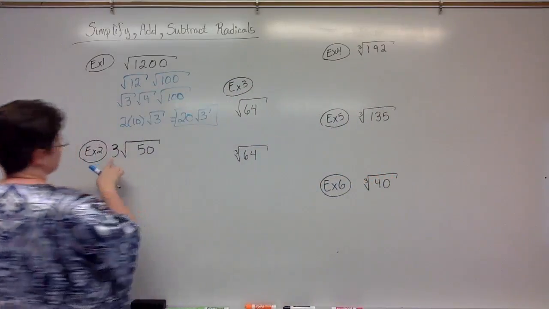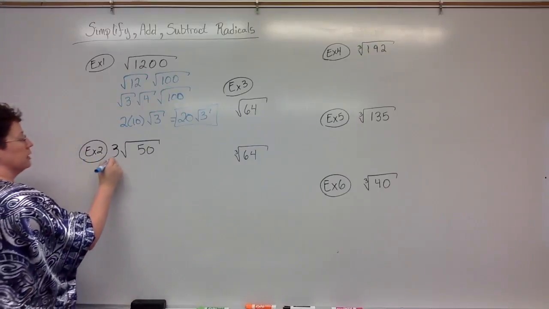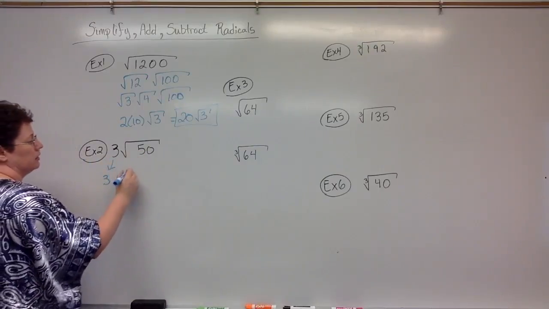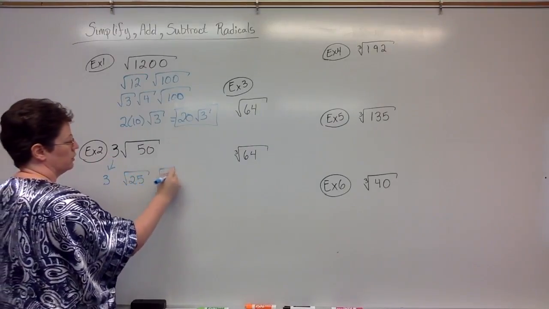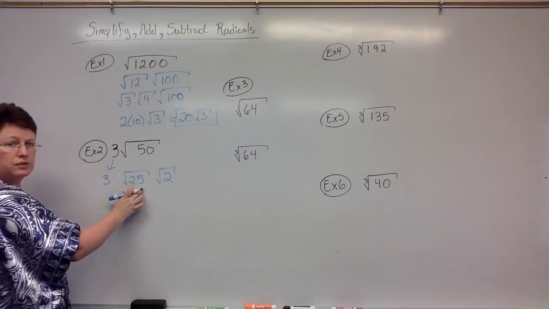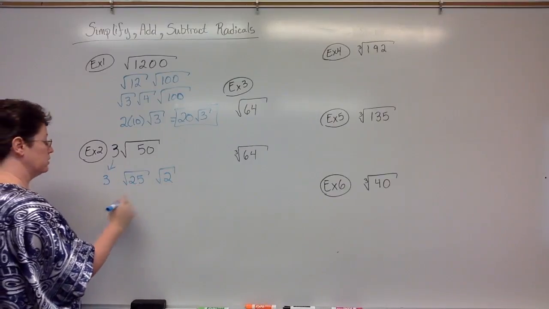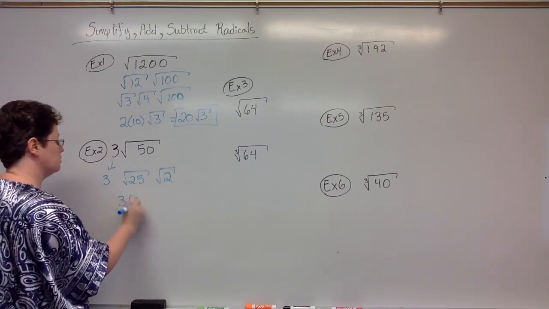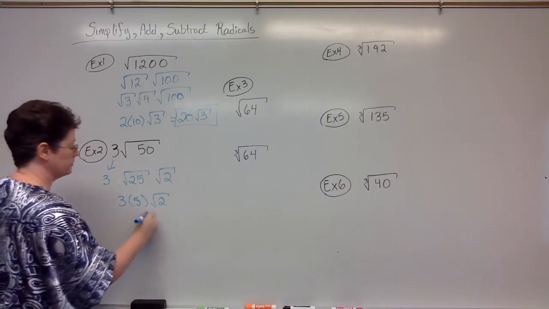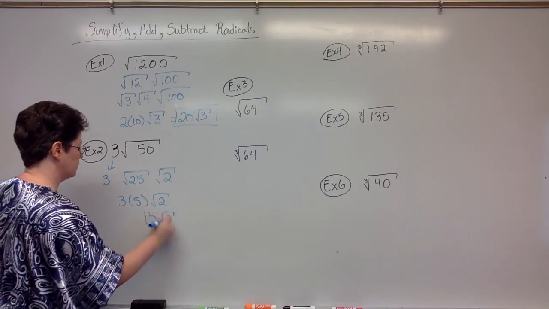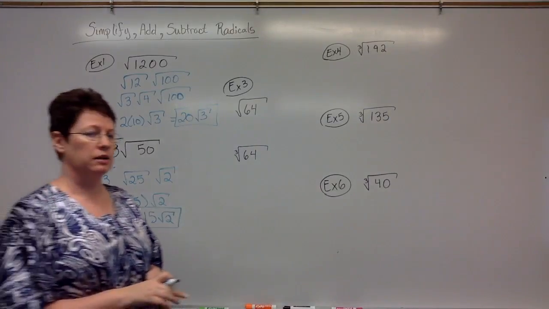Okay, what do you do if there's a number already in front? You're going to multiply it. So it just drops down. My 50, now that's just 2 quarters, right? 25 cents. So 25, the square root is 5. So now I have 3 times 5 times the square root of 2. 3 times 5 is 15. So 15 square root 2. Okay, that's my simplified radical.